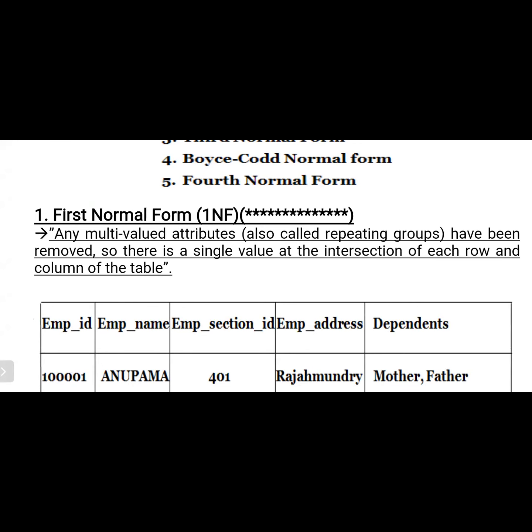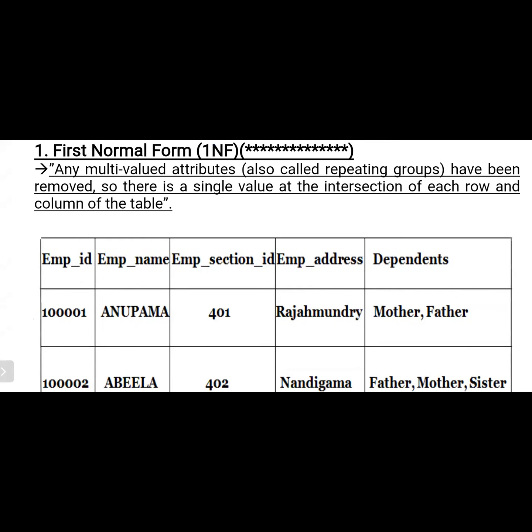For example, in the last class we also discussed the same example. Employee ID 1401, employee name Anupama, employee section ID 401, and employee address Rajahmundry. And if you observe the dependents, mother, comma, father. These types of values are not accepted in the first normal form. Or if some of them are empty, those are also not accepted. That means each and every value should be atomic.